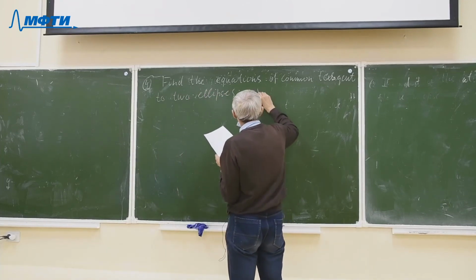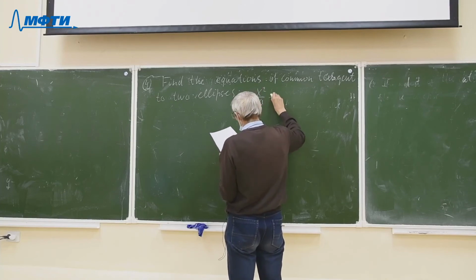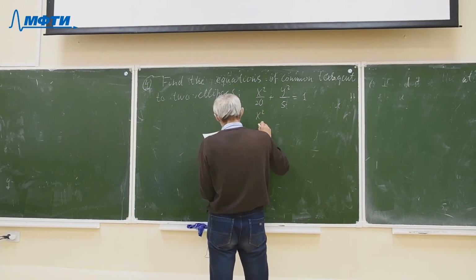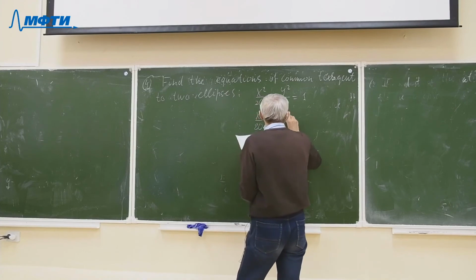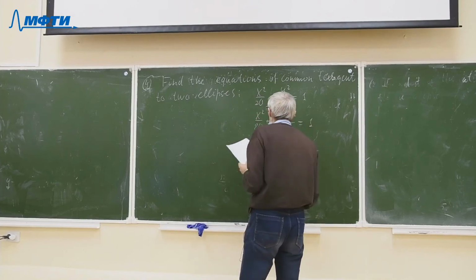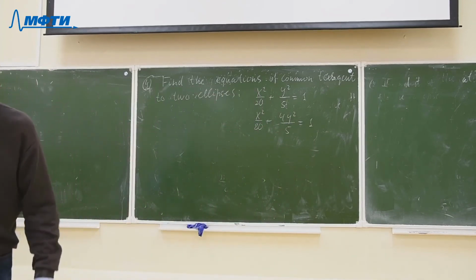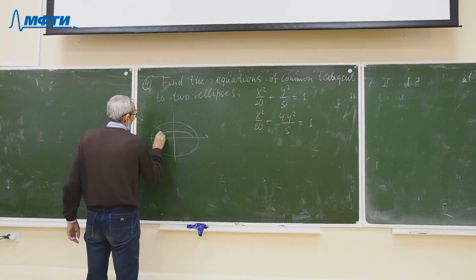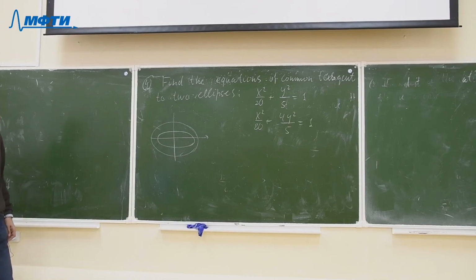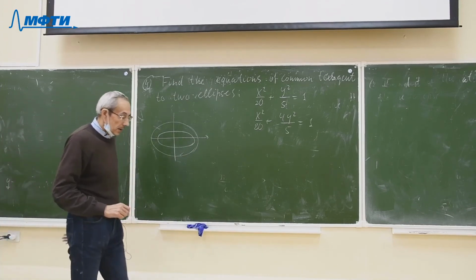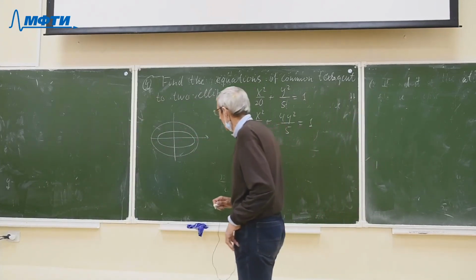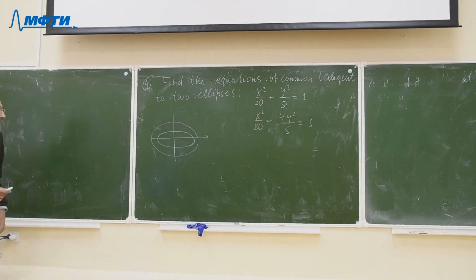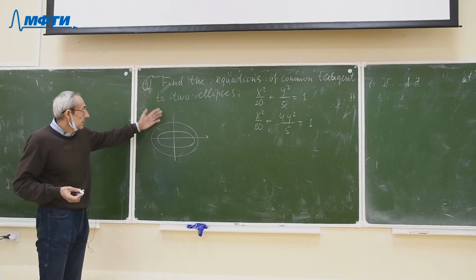One of them has the equation x squared divided by 20 plus y squared divided by 5 is equal to 1, and the second has the equation x squared divided by 80 plus 4y squared divided by 5 is equal to 1. It is easy to see, if we have for example the following ellipse, we can find the common tangents to this ellipse and this ellipse.